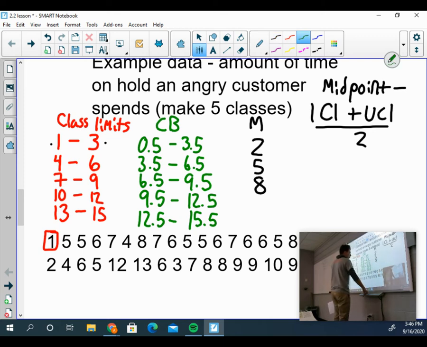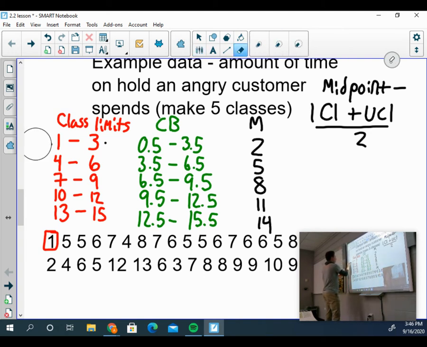Now a pattern you might also notice again, we are increasing by our class width. We always are increasing and decreasing by the class width. So 10 plus 12, 22, divided by 2, 11. 13 plus 15, 28, divided by 2, 14. Again, those are going to be your class midpoints. Midpoint should not be anything too new.